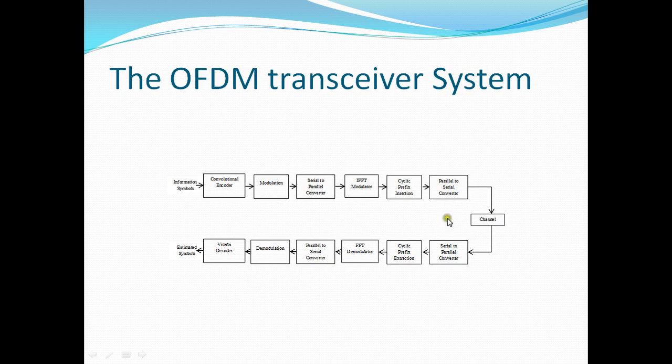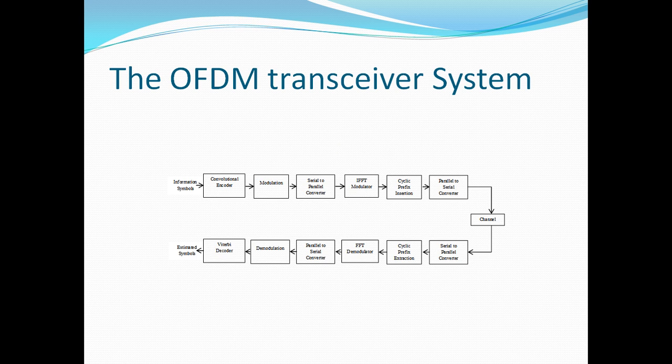This is the OFDM transmission system which is considered. First, the data is encoded using a convolutional encoder, and it is modulated by using any of the BPSK, QPSK, or QAM modulation techniques. Then it is converted from serial to parallel code words, which are fed to the IFFT modulator, and the cyclic prefix is inserted to mitigate the ISI.